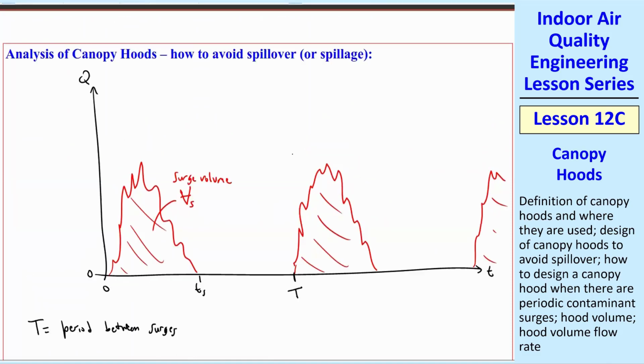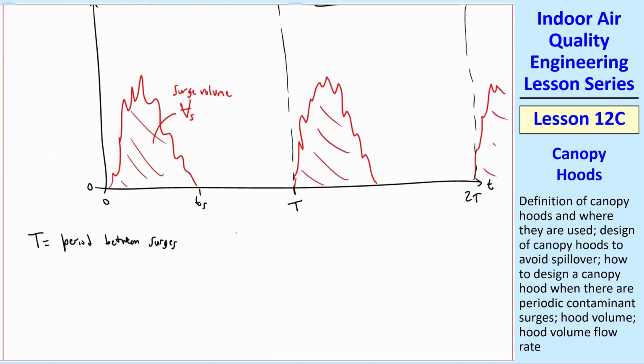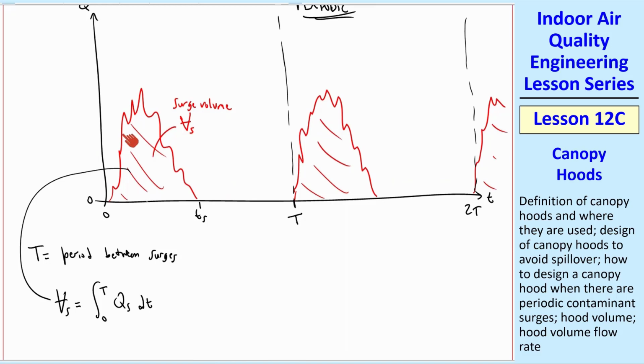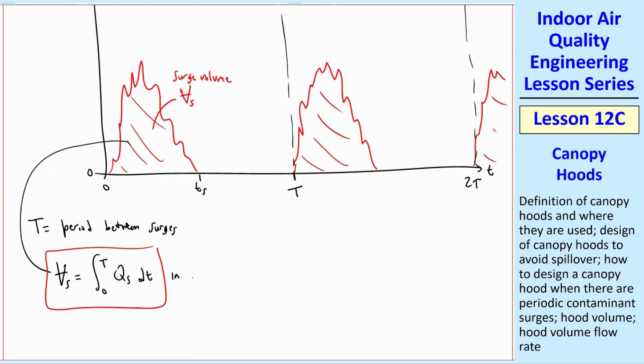We're assuming that it's periodic. You can analyze this then for just one of the surges, and we assume that all the smoke's gone by the time we get to T, and then this would be 2T, and we repeat the process. We can analyze this saying that this volume, Vs, the surge volume, would be the integral from 0 to T, Qs dt. Qs would be this red curve that I drew there. This is our surge volume in a period.